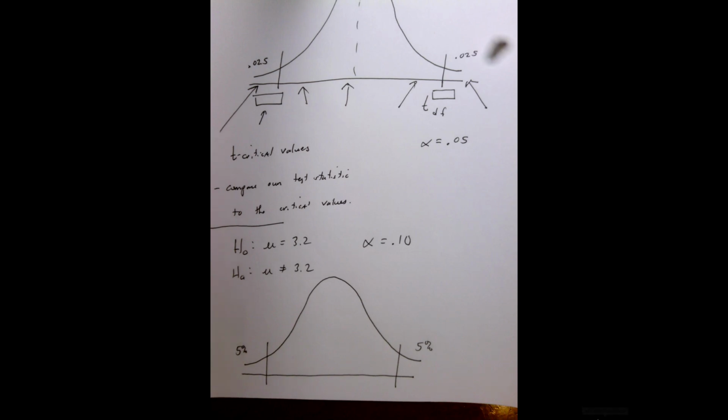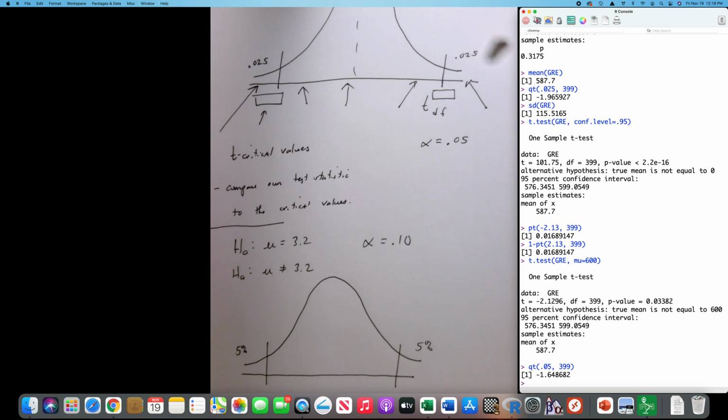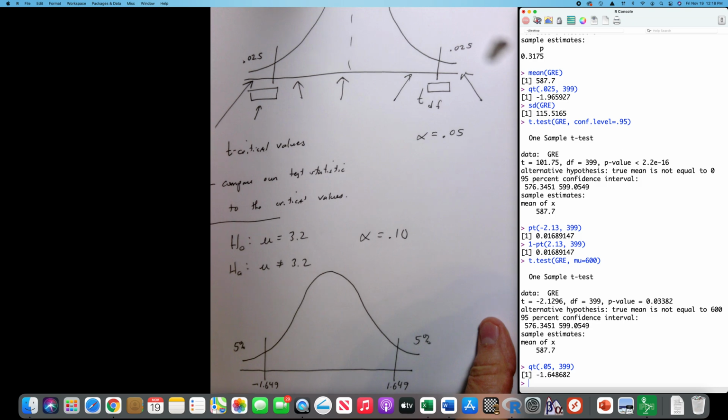Again, with R, it's very easy to do. We know our sample size is 400, so degrees of freedom. Again, the t-distribution is defined by degrees of freedom and not 0 and 1 like the z-distribution. So this is negative 1.649 and positive 1.649.